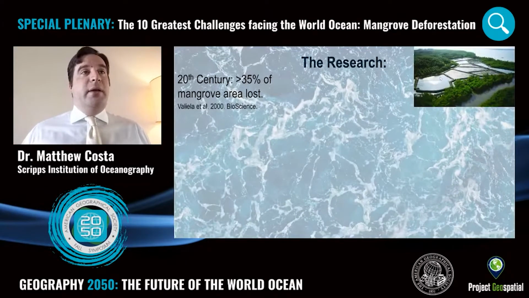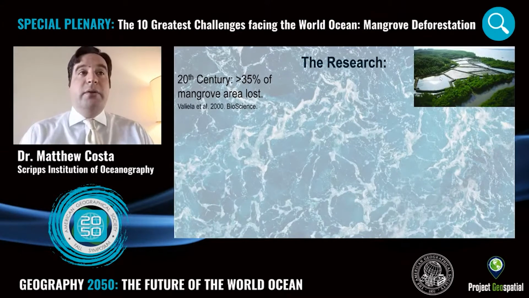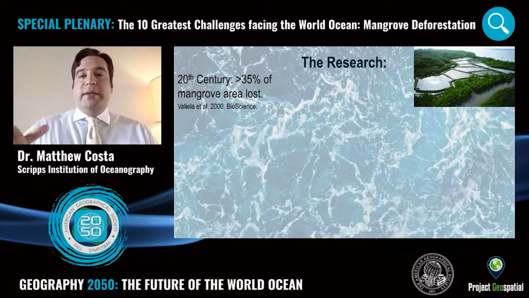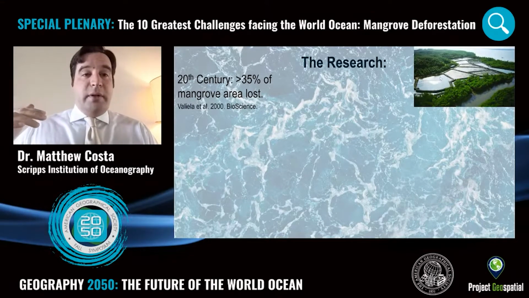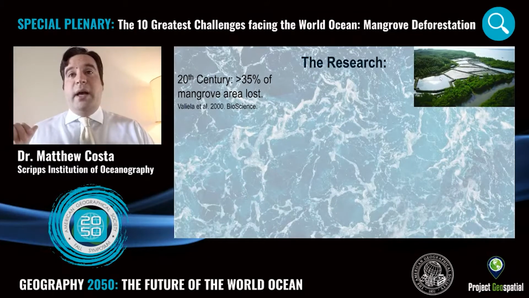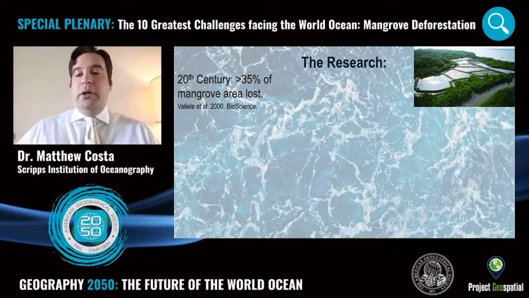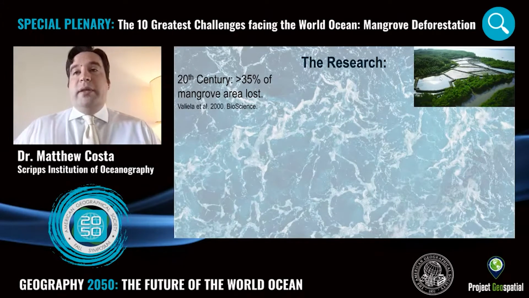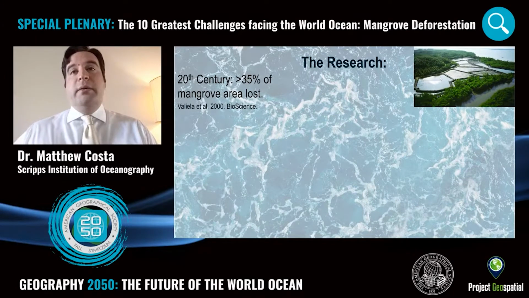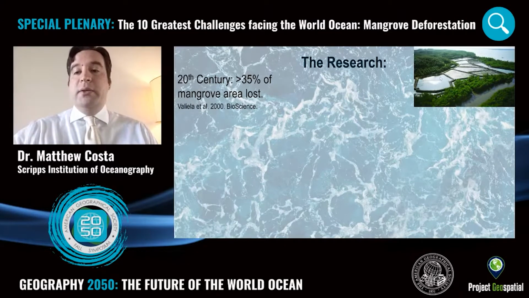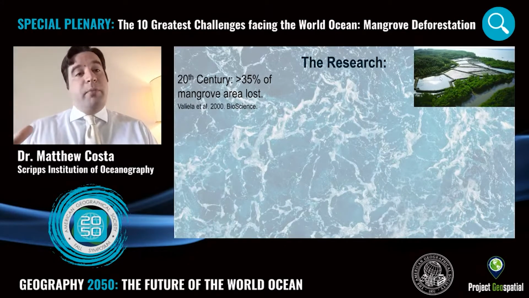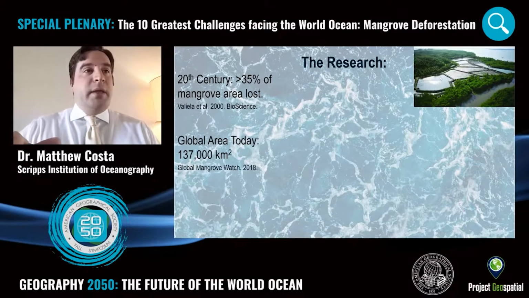It's been estimated that by the end of the 20th century, more than 35% of mangrove area was lost globally. During the late 20th century, these rates of mangrove loss were observed to be highest in the Americas, actually reaching rates of up to 2% of global mangrove area lost per year. And one of the major risks, especially in the Americas, in some places, was the conversion to shrimp pond aquaculture, as you can see in this picture.